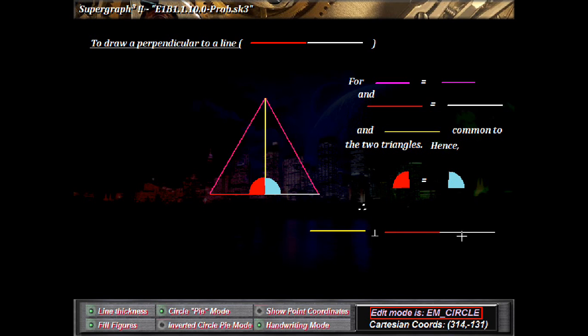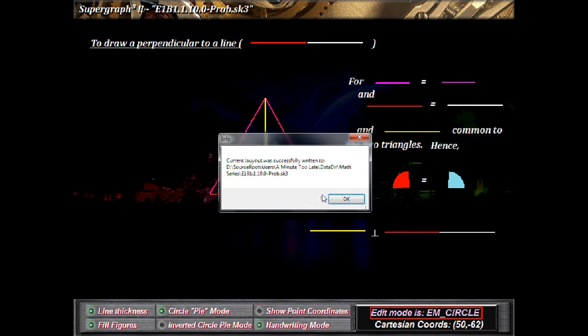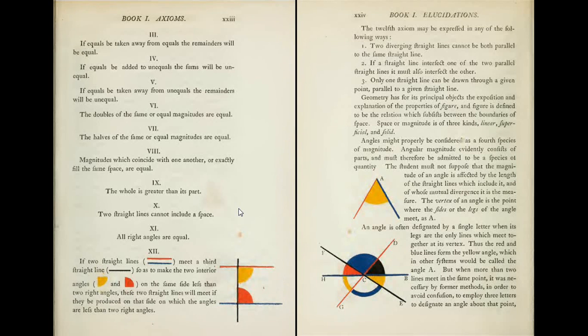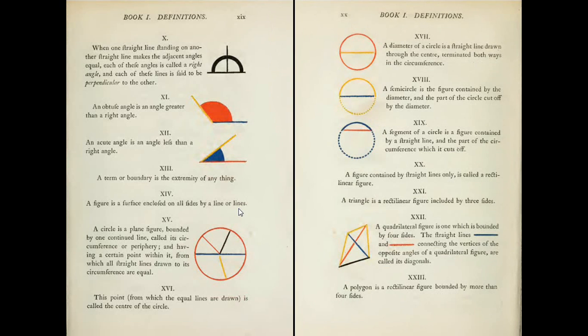Perpendicular is when one line crosses another line, and the angle on both sides is the same, then those angles are said to be right angles. Definition 10. And when one straight line standing on another straight line makes the adjacent angles equal, each of these angles is called a right angle, and each of these lines is said to be perpendicular to the other. So that's true by definition.